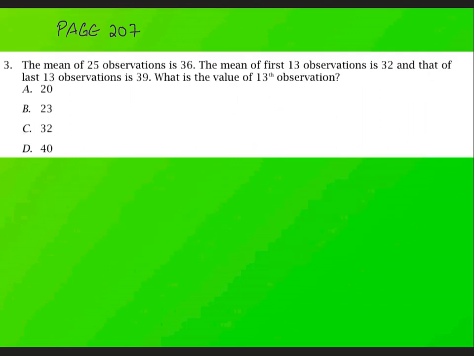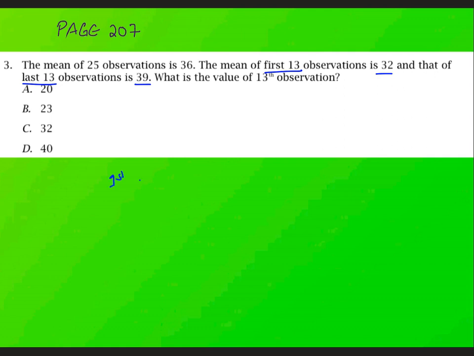Now there's a set of 25 observations and the mean is 36. The mean of the first 13 observations is 32. The mean of last 13 observations is 39. So if you look at these, their first 13, their last 13. If I add the two, that's 26. Why? Because there is an overlapping value.